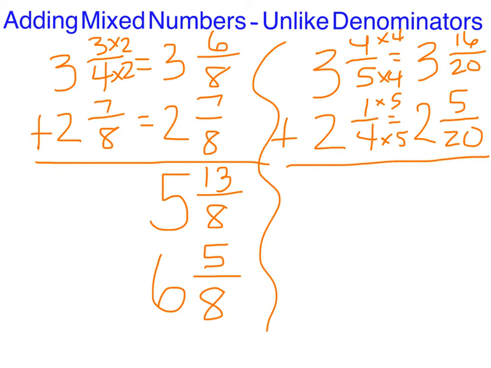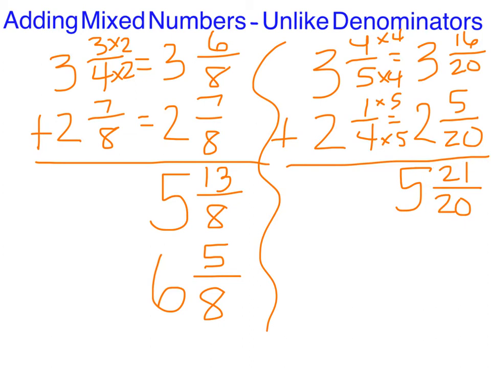As we've been doing all along, we are going to start with the whole number part of this problem. 3 plus 2 is equal to 5, so I'm going to write that down below. 16 and 5 is equal to 21, and I'm going to carry down their denominator. I can see by looking at my solution that 5 and 21/20 is an improper fraction.